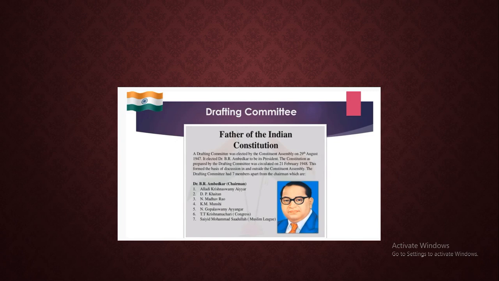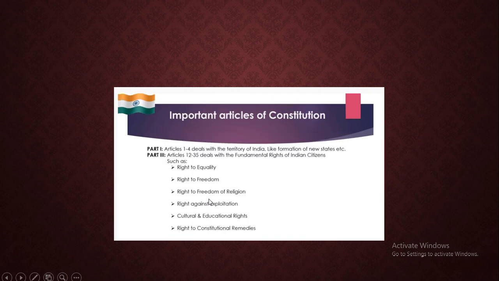And here we find the father of the Indian Constitution, Dr. Ambedkar, who was the chairman of the drafting committee. In this committee, there were 7 other members together. And the Constituent Assembly, when the Constitution of India was adopted, had important articles and parts, especially part 3 of the Indian Constitution, which deals with the fundamental rights of Indian citizens.